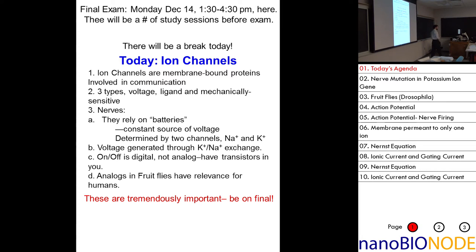The question is, do these only work for sodium and potassium? The answer is no, absolutely not. They work for calcium, they work for chloride, basically just about anything.